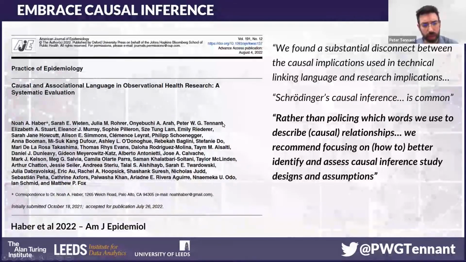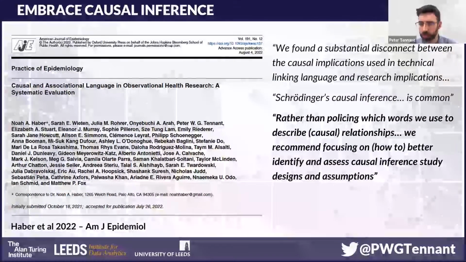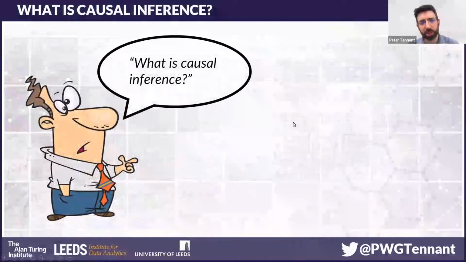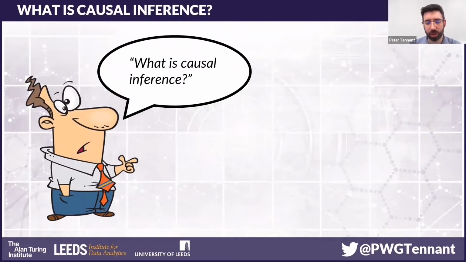So for that reason, writing, I think 4 years later, we recommended in our article that rather than policing which word people use to describe their causal relationships, we should instead recommend focusing on better ways to identify and assess causal inference based on the study designs and the assumptions. So don't just use roundabout words, use the appropriate methods instead. That, of course, then leads to the question, well, hang on, what are the appropriate methods and what is this concept of quantitative causal inference if it's any different to what I've been doing for the last 30 years?